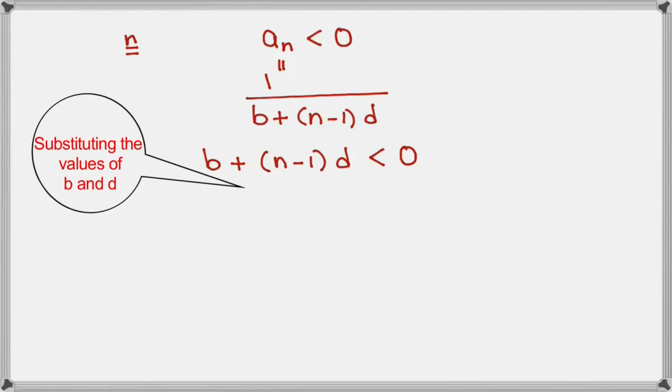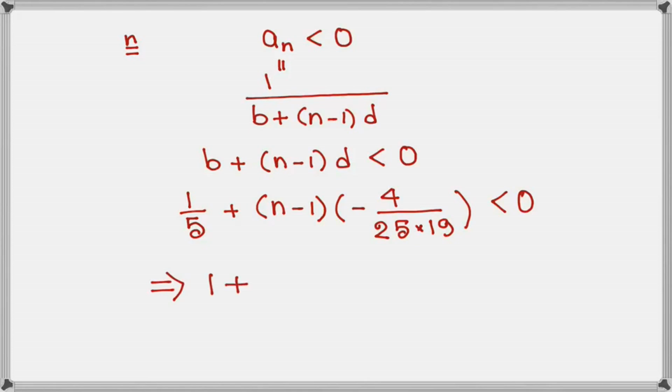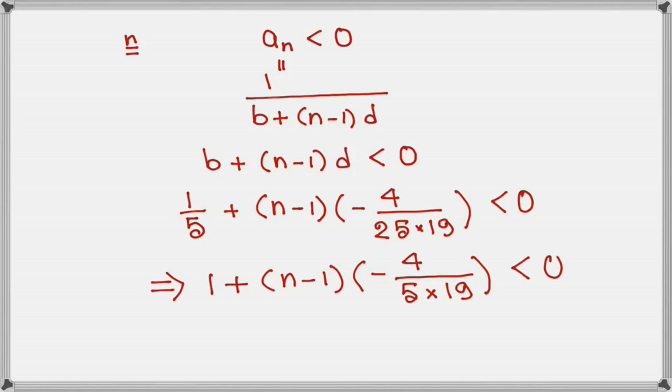Now, substituting the value of b and d, here we get 1 by 5 plus (n minus 1) into (minus 4 by (25 into 19)) is strictly less than 0. This implies 1 plus (n minus 1) into (minus 4 divided by (5 into 19)) is strictly less than 0. This implies n minus 1 shall be strictly bigger than 5 into 19 divided by 4.